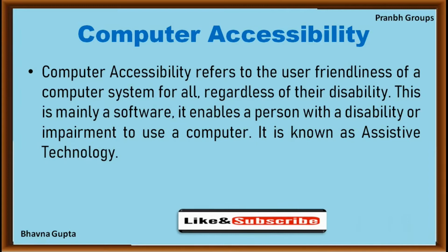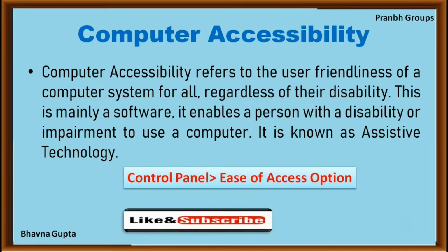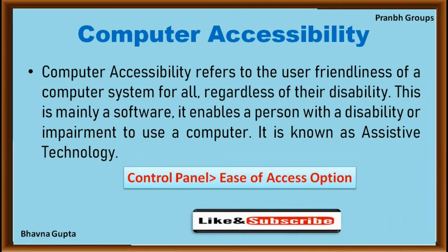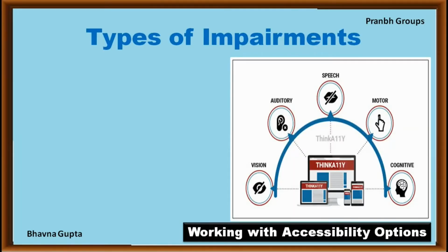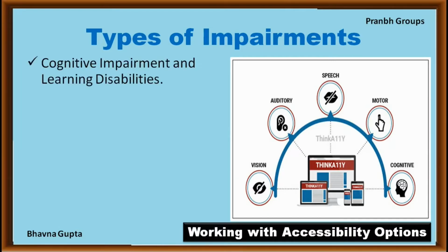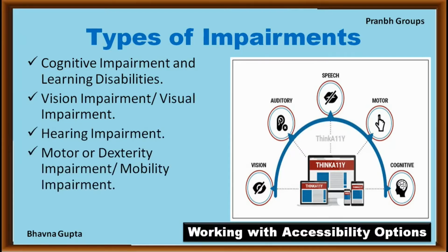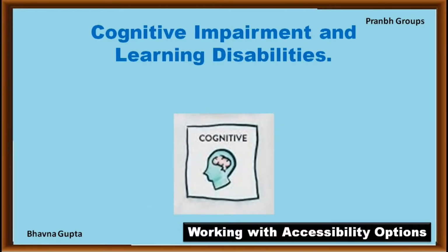You can follow these steps to open the accessibility tool. Open the Control Panel and then click the Ease of Access option. Then select the particular option that is required. Next topic, types of impairment. There are 5 types of impairment. First, cognitive impairment. Second, vision impairment. Third, hearing impairment. Fourth, motor or dexterity impairment. And fifth, speech impairment. Let's discuss the first one, cognitive impairment.